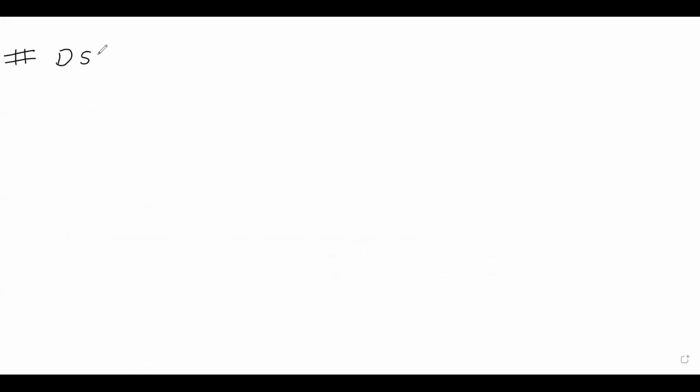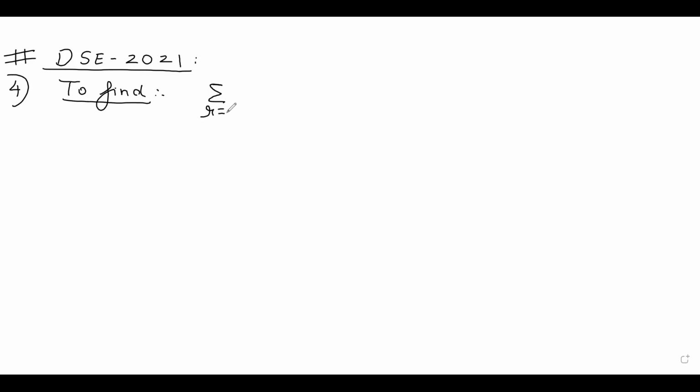So we continue with our discussion of the Delhi School of Economics 2021 paper for the MA Economics entrance. And in this particular lecture, we are looking at our discussion from question 4 onwards. Okay, so we need to find the value of summation as R goes on from 0 to 50, 100 C2R. This is the value we need to find out.